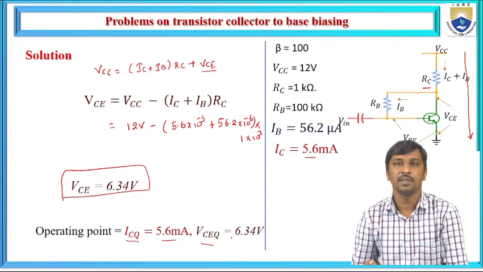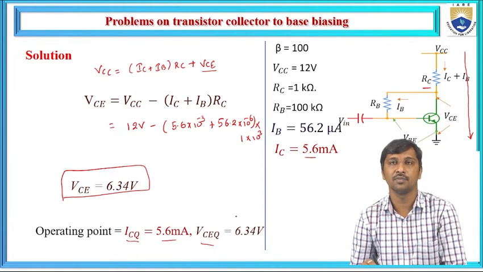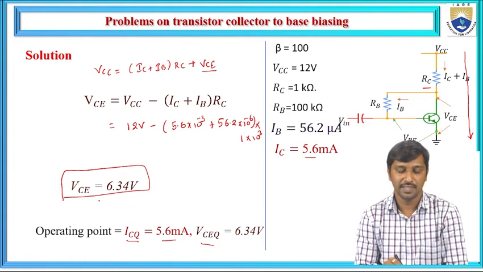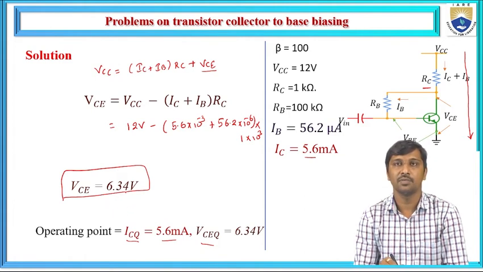Then, in the problem, they are asking to calculate the base resistance when VCE is 7 volts. Up to this point, we observed that the VCE is 6.3 volts.